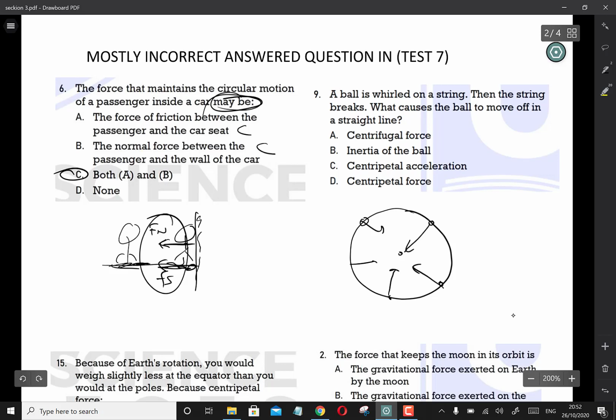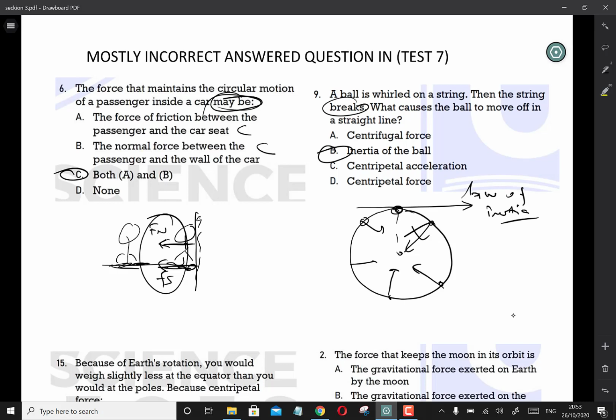But if the string breaks, centripetal force vanishes. As soon as centripetal force vanishes, the ball will leave in a direction tangent to the circle, because of the law of inertia. So that's why the inertia of the ball causes it to follow a straight line path.